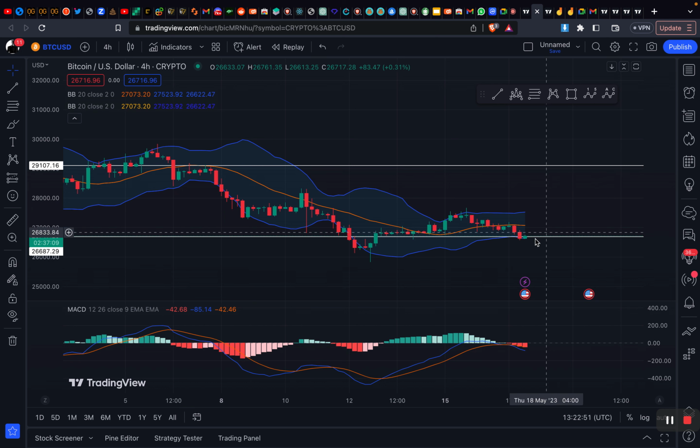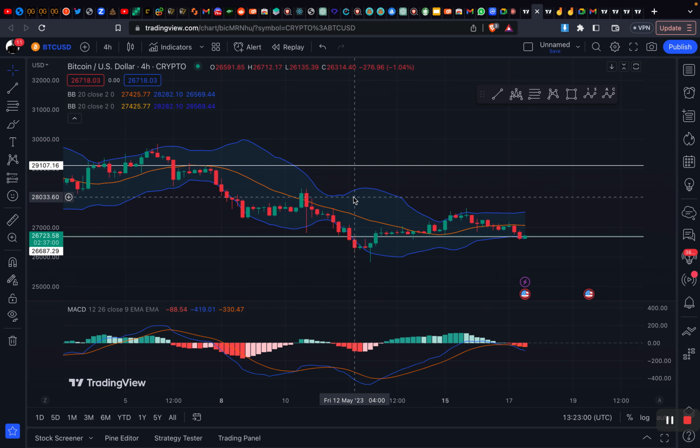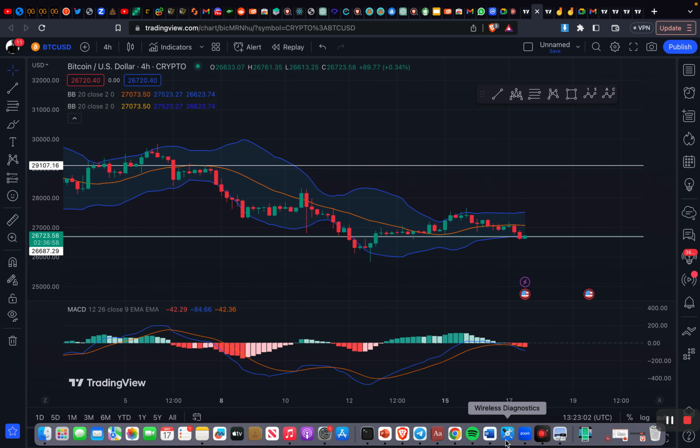So there might be a bit of downward trend in the market. However, you must now be prepared because you now know the direction of the market. Does that answer your question and clarify it for you? Yes, please.